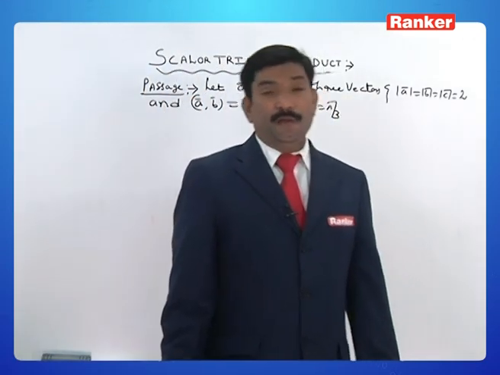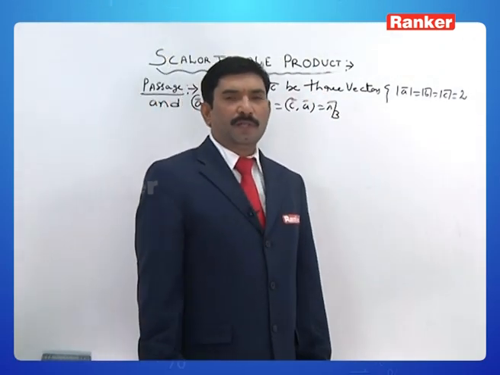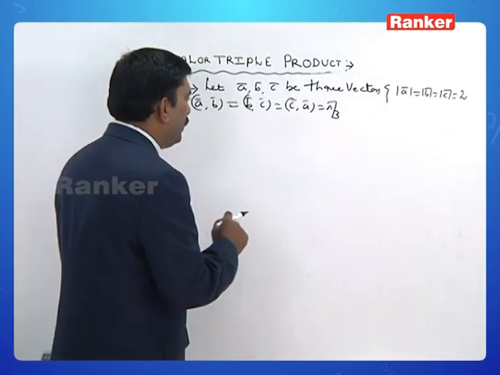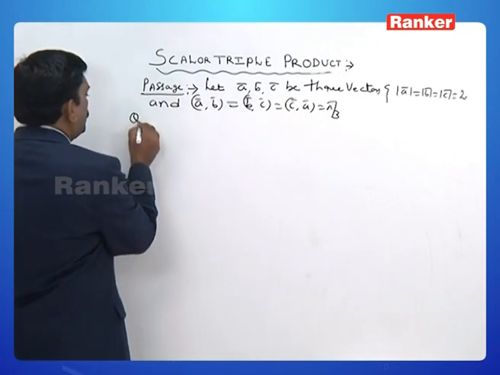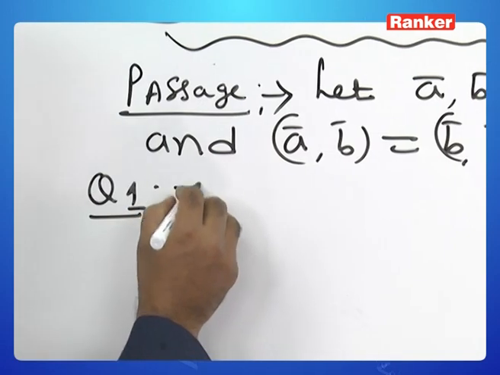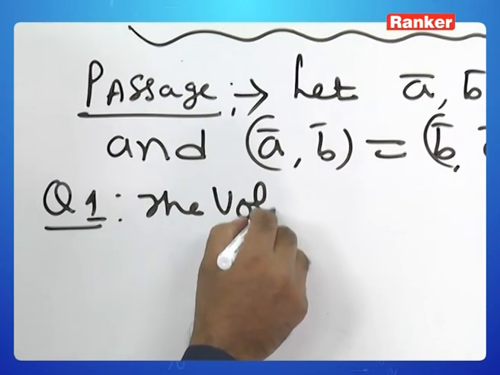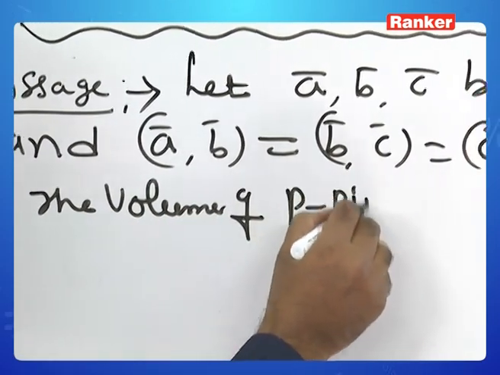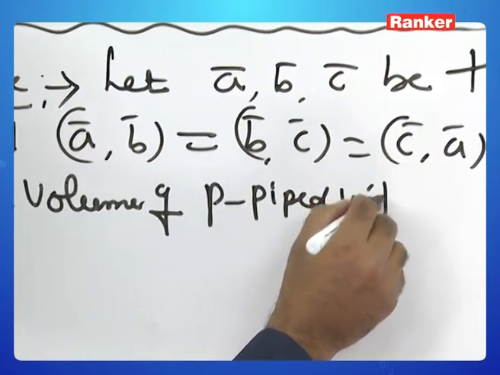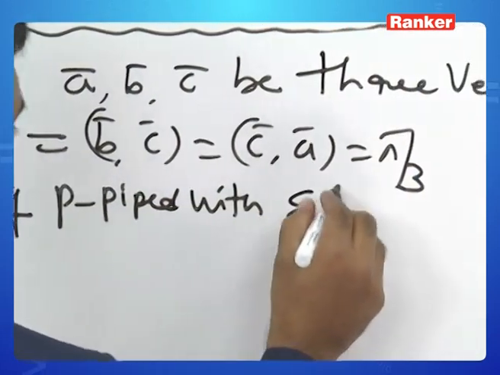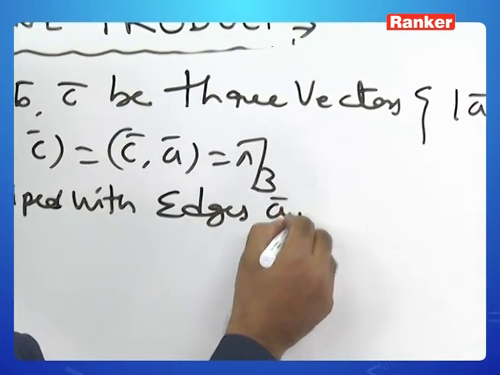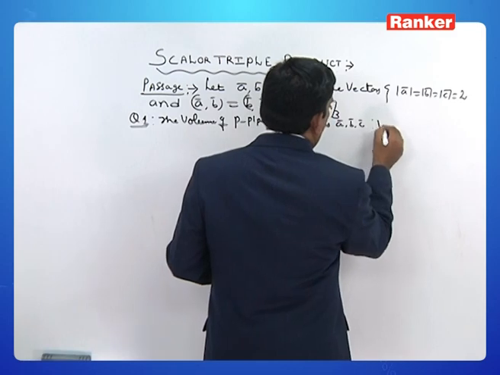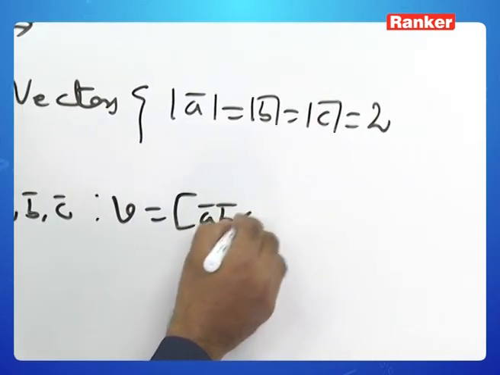Now I want to find out, the first question is the volume of a parallelepiped. The volume of a parallelepiped with edges A bar, B bar, C bar is given by V is equal to box of A bar, B bar, C bar.